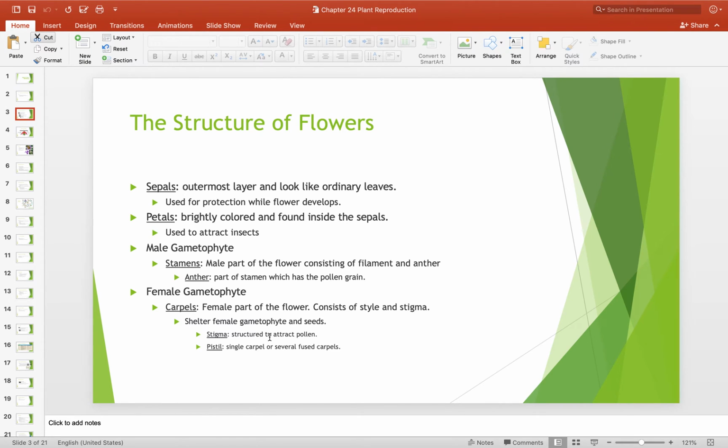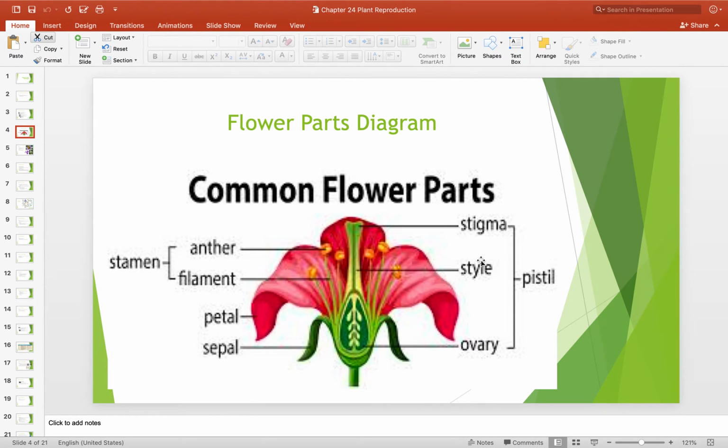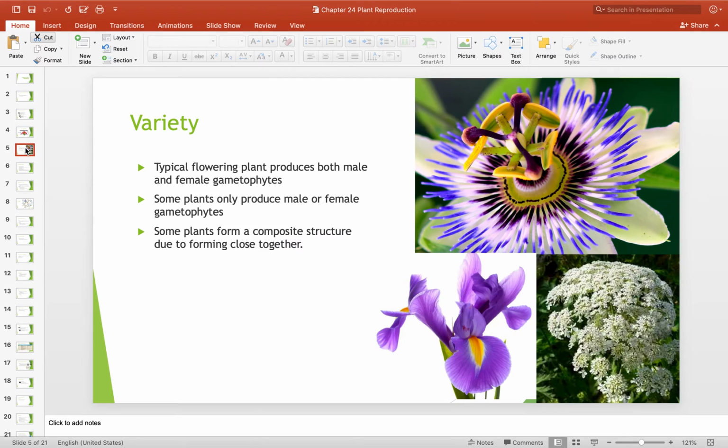The stigma is the structure that is going to attract the pollen, and it's going to look like this. So here's the pistil or the carpel. The stigma is this portion up here, kind of the sticky surface. Then you have this style here. And those are the different parts, male and female parts. Of course, you have the ovary here, this part here, and these parts in here being the ovule.